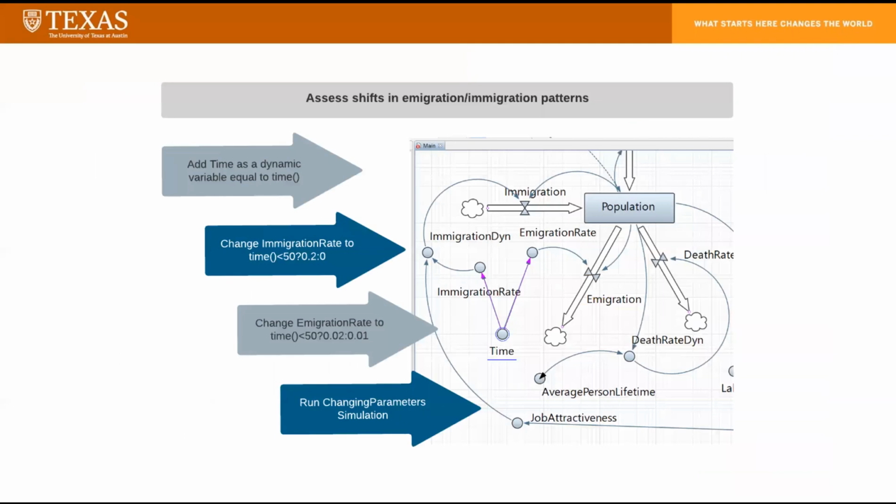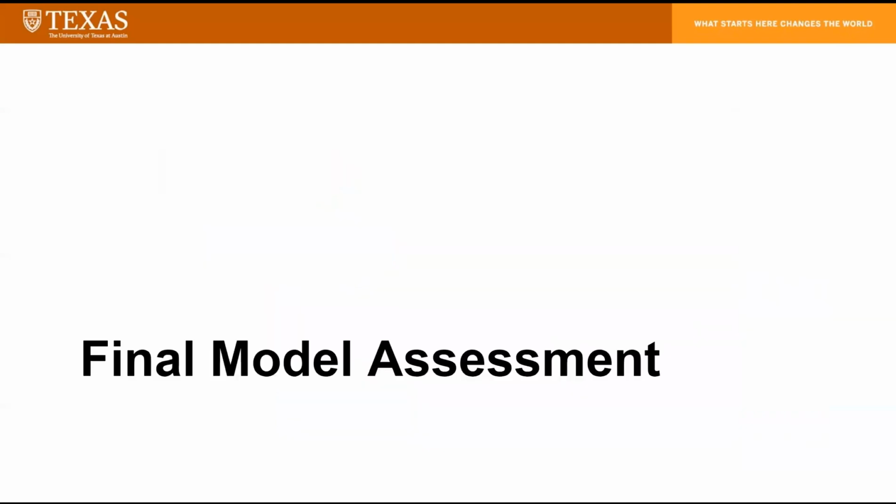For the second part of this model, immigration and immigration change at year 50. To include this variation in the model, time is added as a dynamic variable that affects the now also variable immigration and immigration rates as shown in the picture. With these changes, the simulation is run just like we did before.